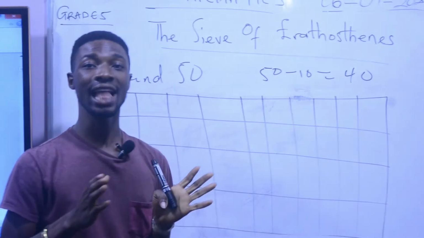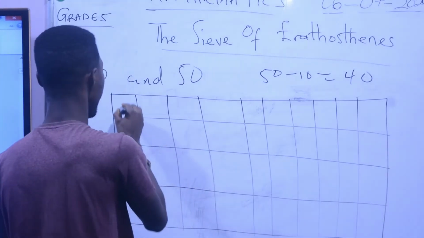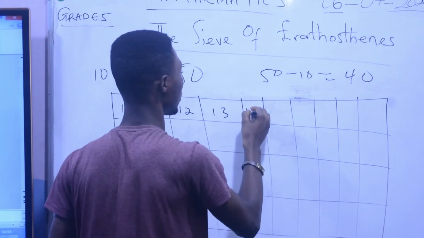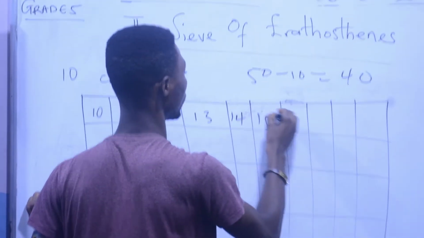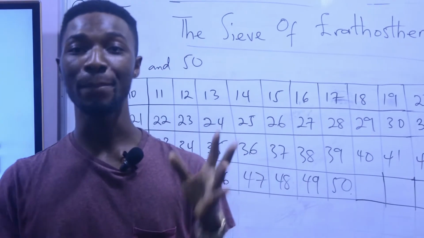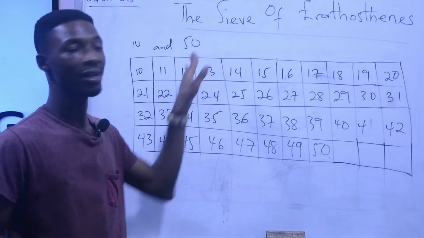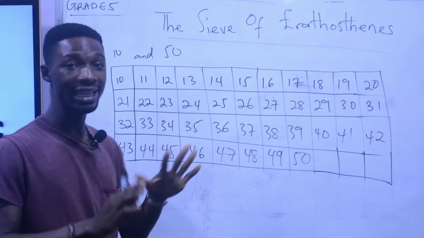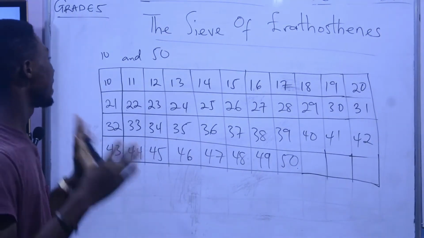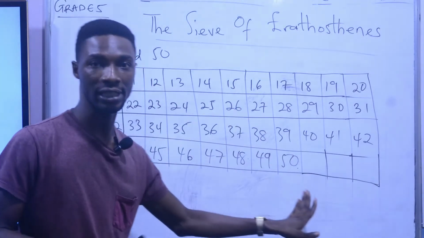So I will start numbering from the smallest number to the largest one. I start from 10. So 10, 11, 12, like that, till I reach 50. The next thing to do is to draw a big box and number from the starting number to the last number. Now I have divided it into smaller boxes and I have counted from 10 to 50.